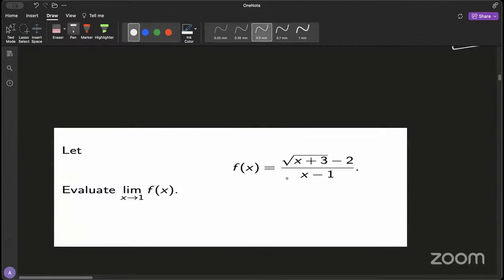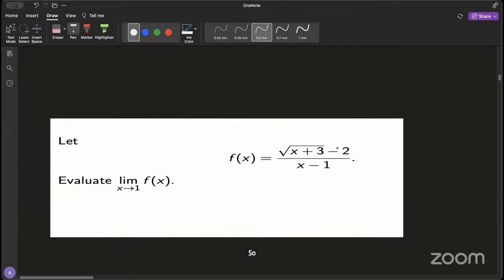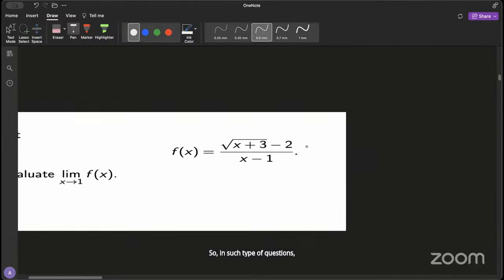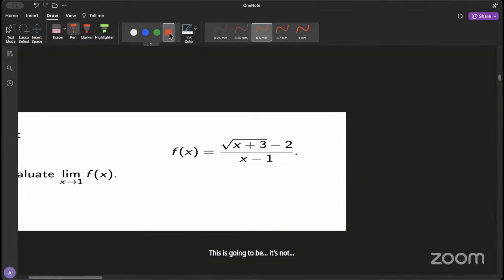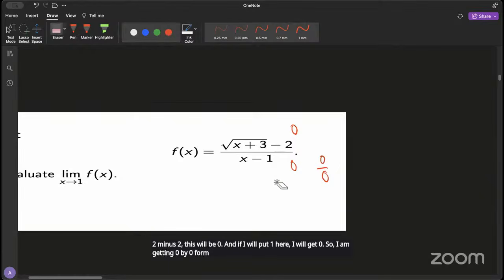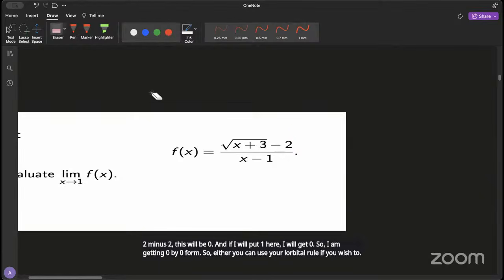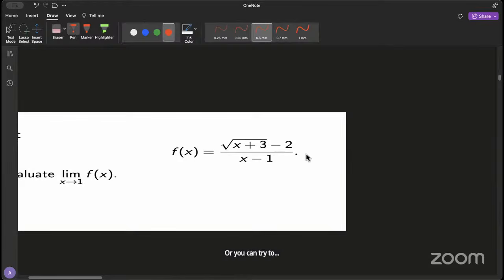Maybe we have not discussed how to do such questions, so I'll do it here. In such questions, if someone knows how to find derivatives, you can use them. First, put x equals 1 here and see what you get. I'll get 2 minus 2, which is 0, and 1 minus 1 is 0 in the denominator. So I'm getting 0 by 0 form.